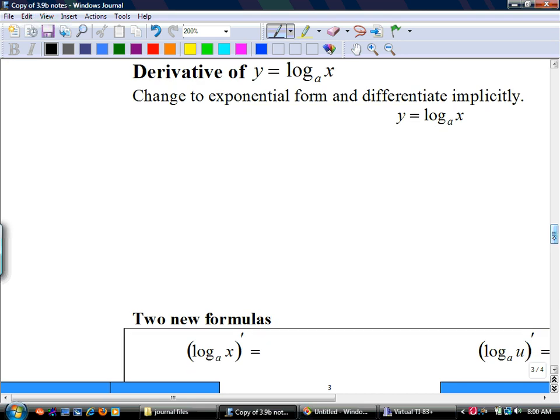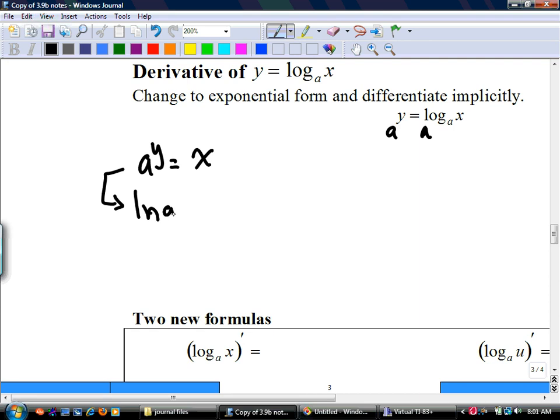So, change to exponential form and differentiate implicitly. Okay, so Mr. App looks at that and goes, I don't have any rule for log base a of x. So what I would like you to do is get rid of your logs. So you get a to the y equals x. Okay, what's the derivative of a to the y? You just did it.